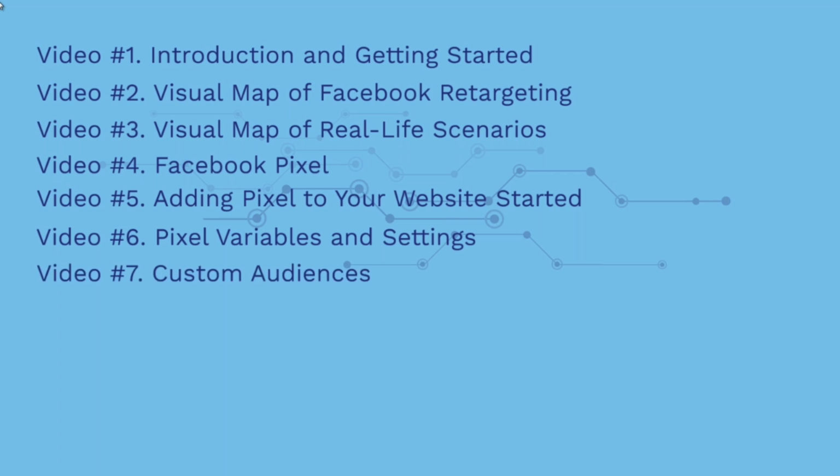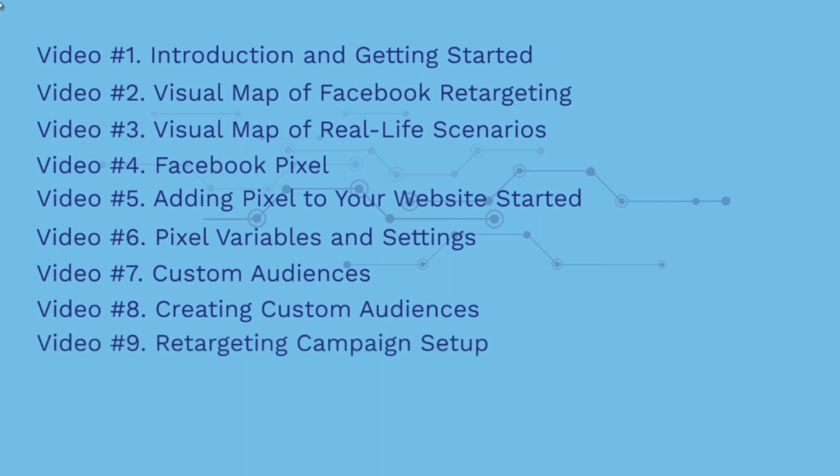Video number 7, we're going to talk about custom audiences, which are essentially lists or segments of people that you have targeted. When you create your Facebook ad, you can then target that specific custom audience and show that specific ad to that audience. And then in video number 8, we'll have some practical application and show you how to create these custom audiences. And last but not least, video number 9, we'll talk about retargeting campaign setup.